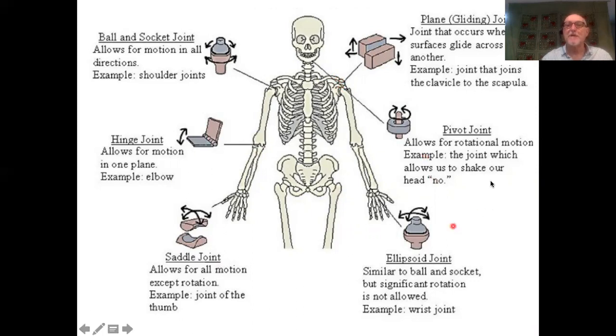A pivot joint allows for rotational movement. You remember we talked about the atlas and the axis. That is a typical pivot joint. And I think that's all that you need to know for those. So just ball and socket, hinge, the plane, and the pivot.